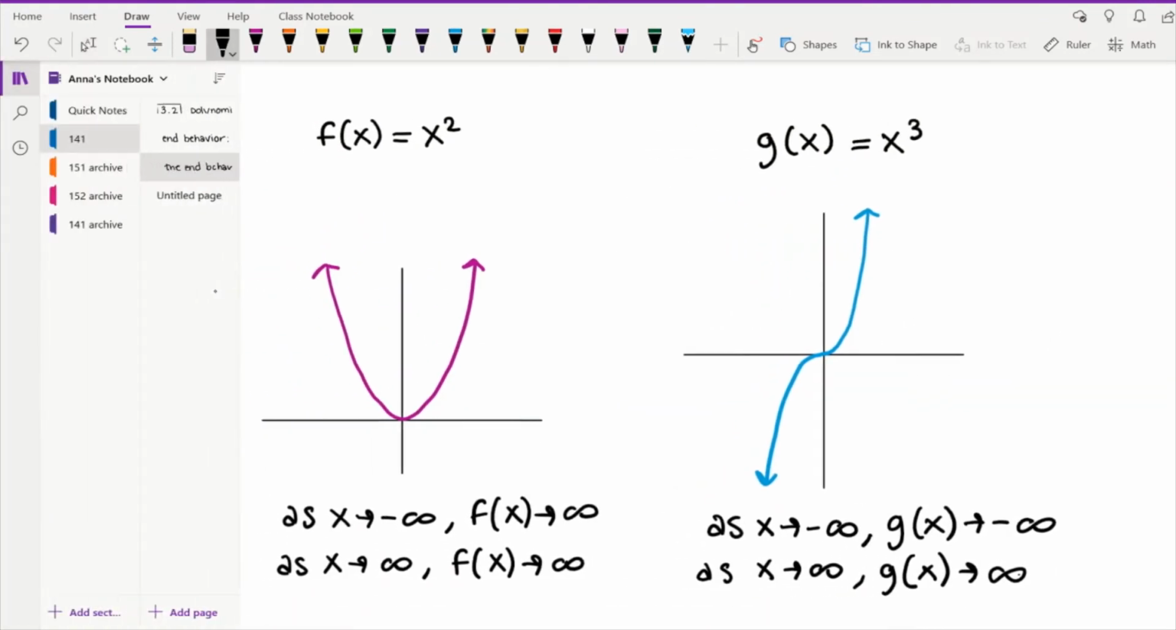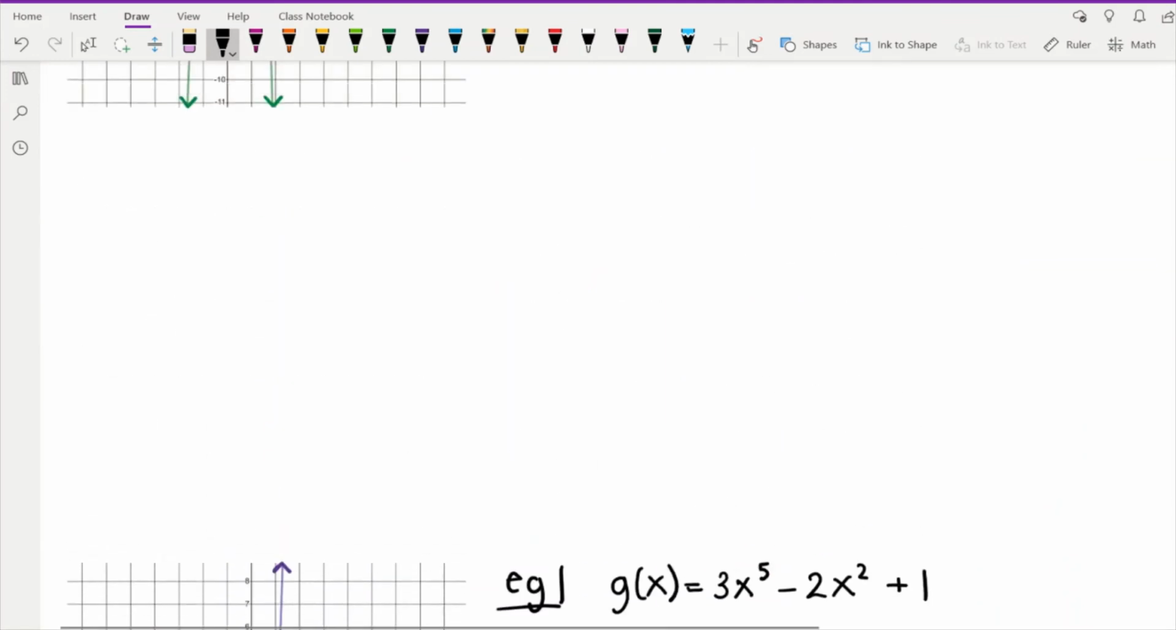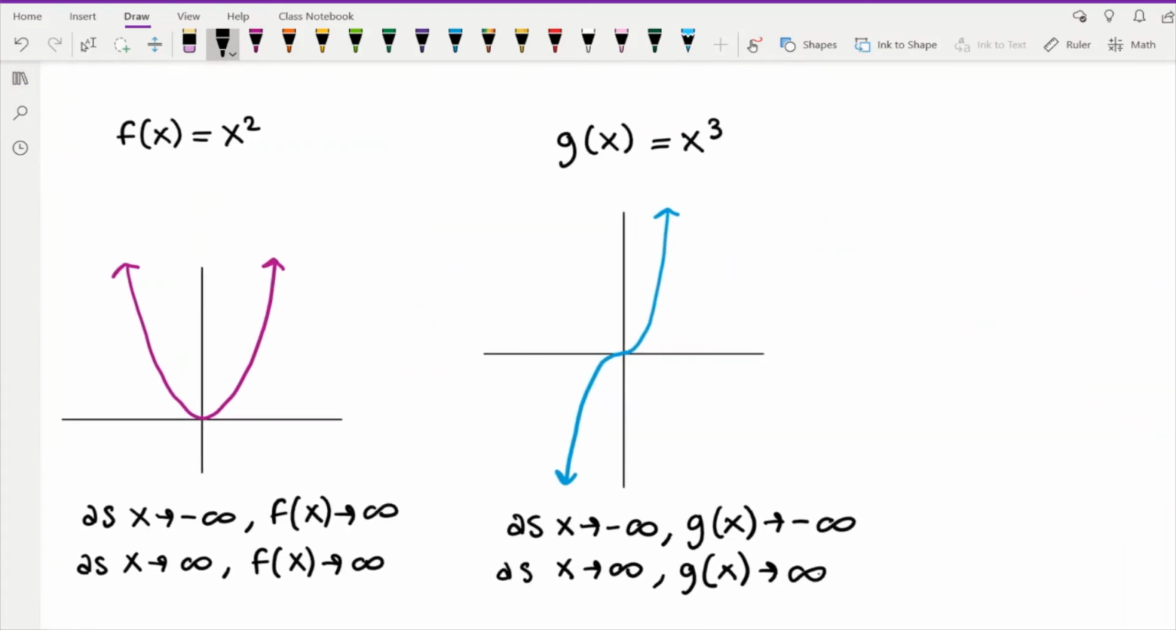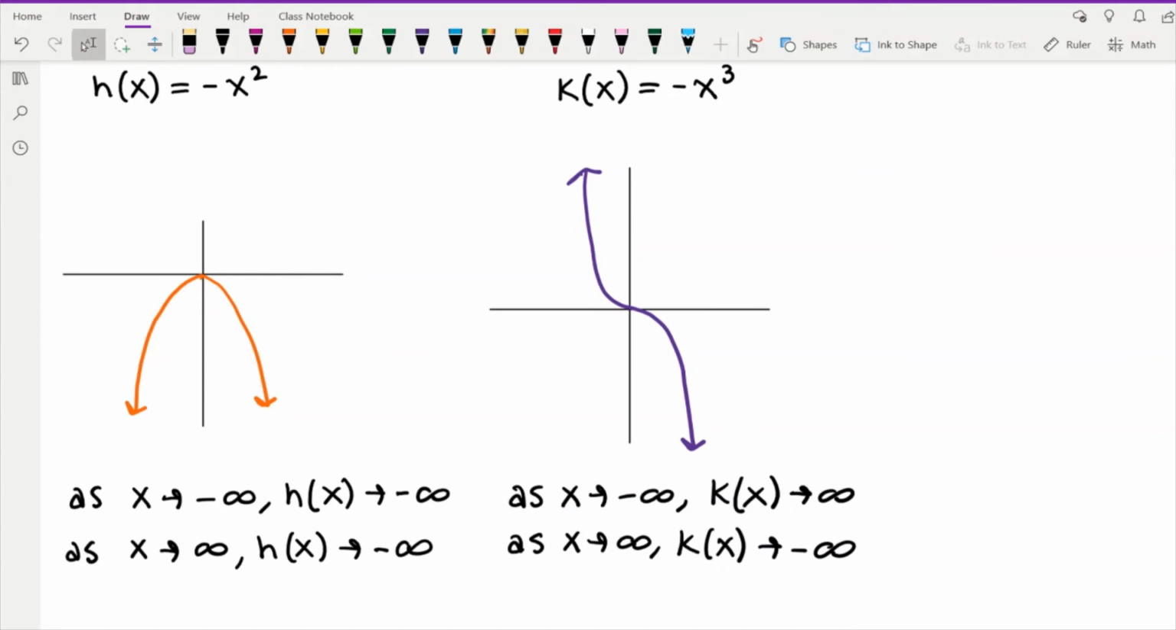So for example, let's go back to the first example we did. So this was negative 2x to the 4th plus 3x squared plus 2x minus 1. So which of those general graph shapes does this match up with in terms of the end behavior, you know, the way that the ends are pointing? Well, it looks like the graph of negative x squared, right? Negative x squared was the one that went down on both sides.